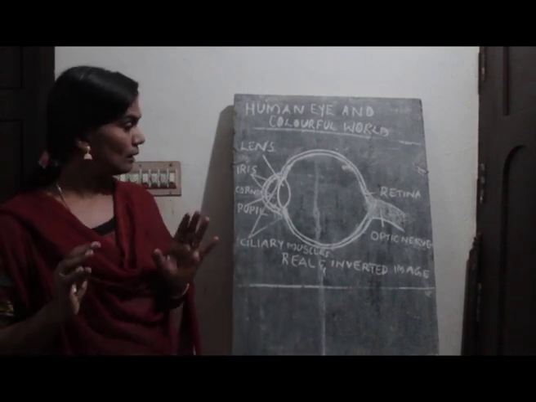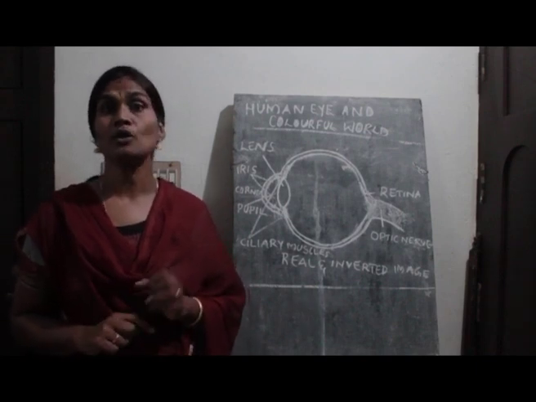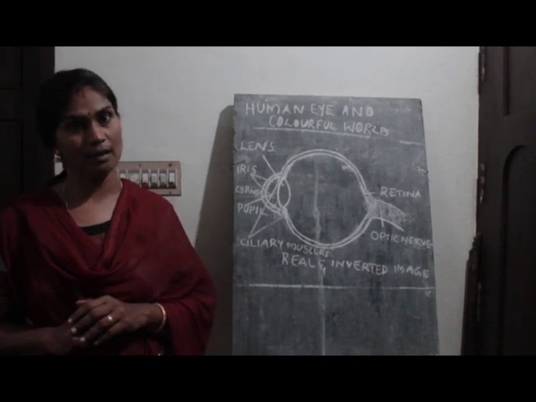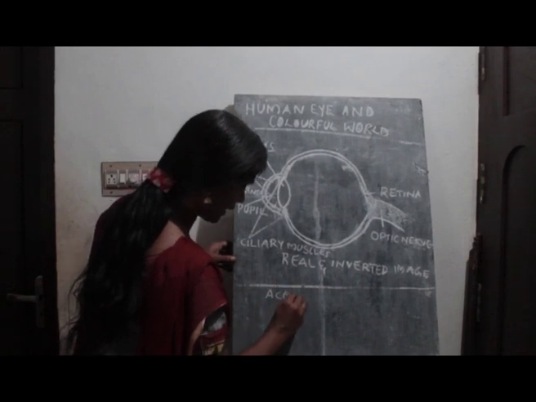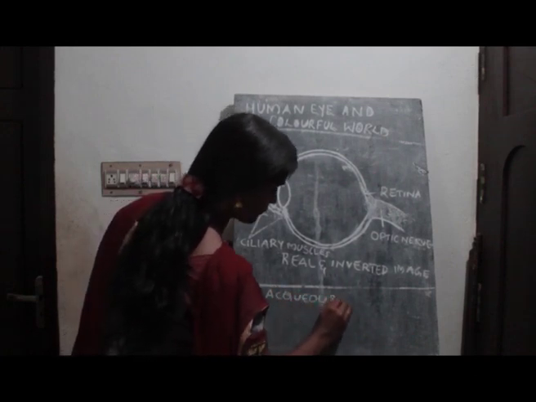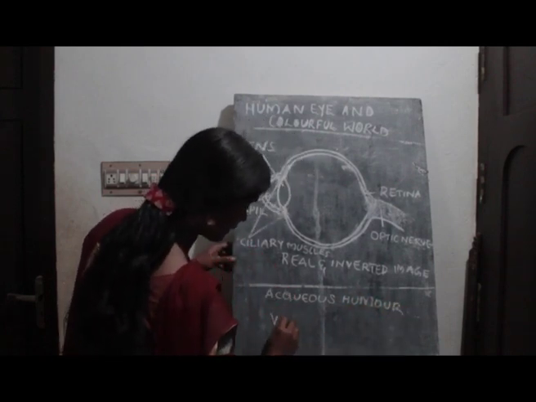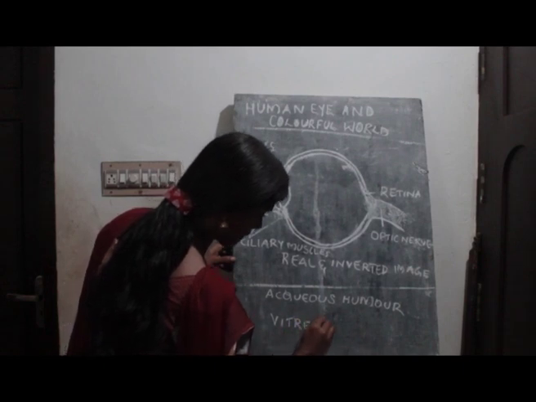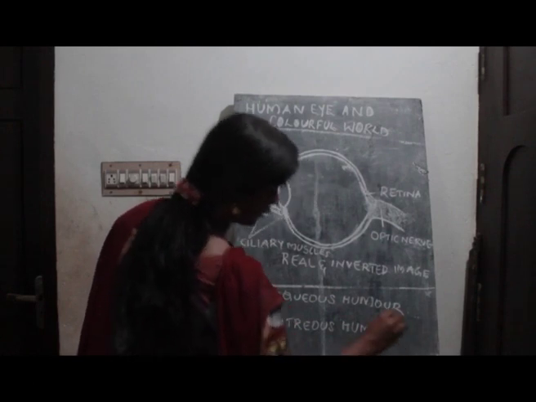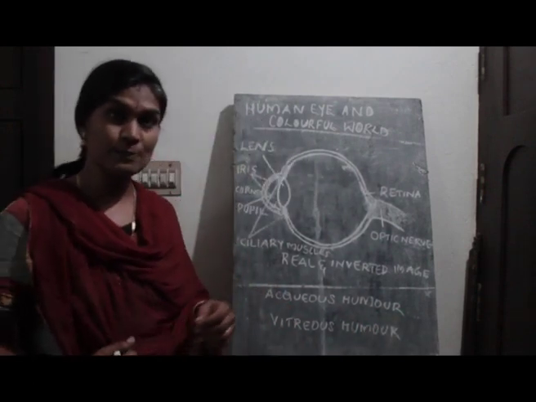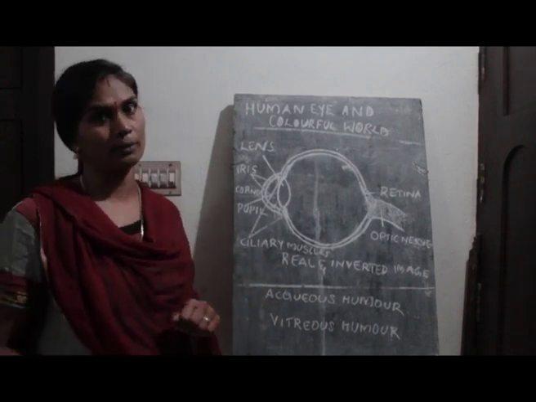So, there are two fluids present in our eye. That is aqueous humor and vitreous humor. Which are the two fluids present in our eye? That is aqueous humor and vitreous humor.